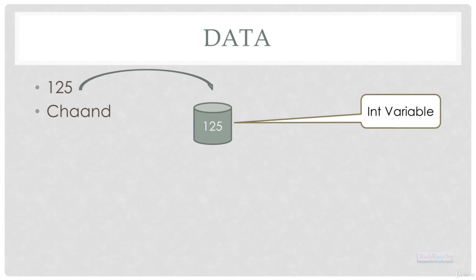Now friends, this is important. Whenever we store a data in a variable, we need to also define what type of data would be stored. For example, 125 is an integer. It's a number, right? As a result, the type of the variable is int. Then only we would be able to store 125. Likewise, if we would like to store the data Chand inside an int variable, then Java will simply not allow it. So data type is important.